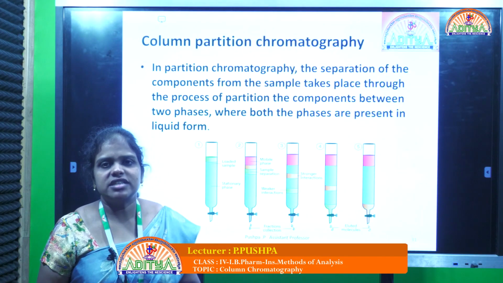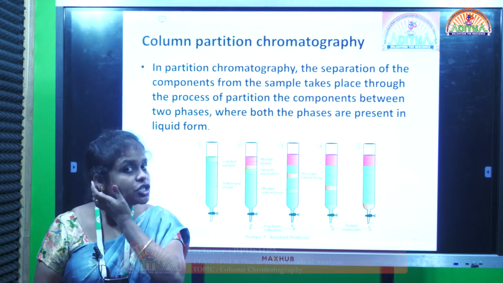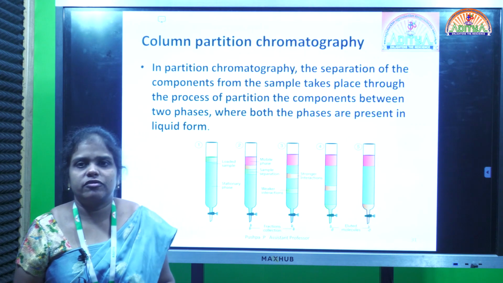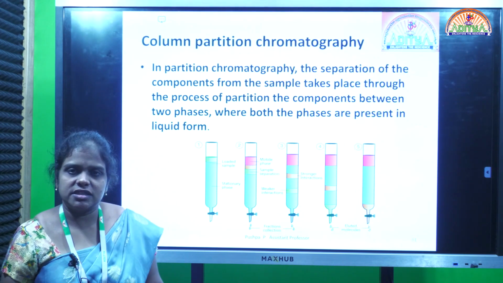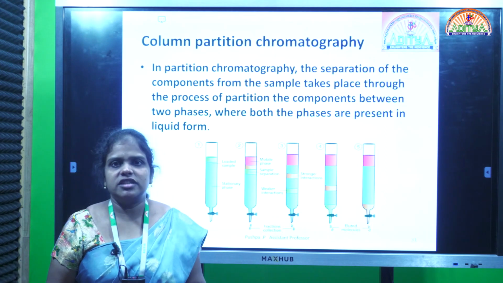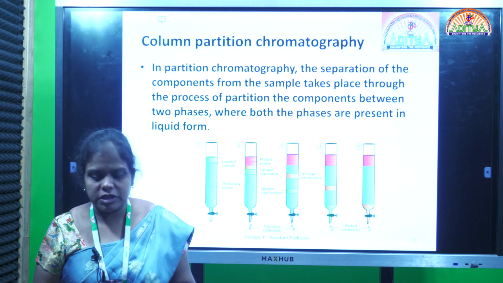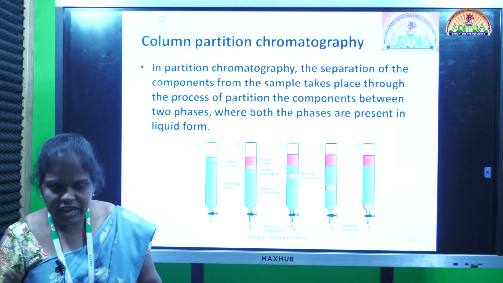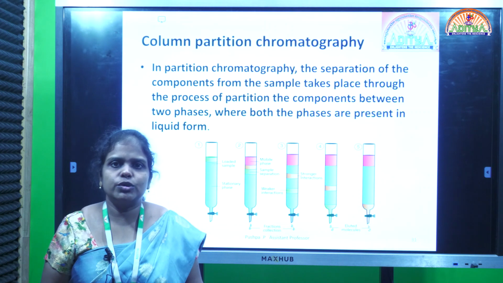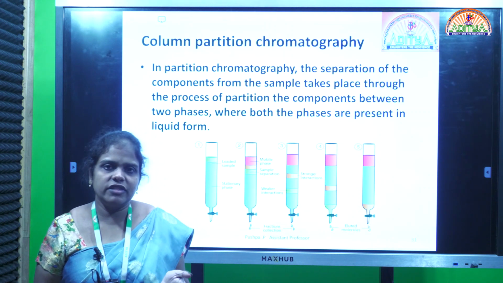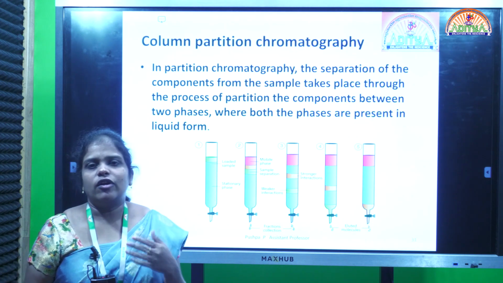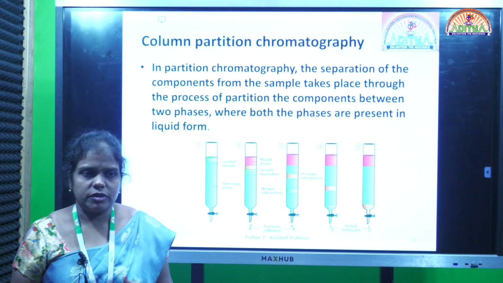So till now we have discussed the history of chromatography, the definition of chromatography and various types of chromatography, and already we have discussed column adsorption chromatography. So what are the different stages of column adsorption chromatography? What are the requirements we have seen already? First of all, column chromatography is divided into two types, that is column adsorption chromatography and column partition chromatography. In the previous class we have already gone through column adsorption chromatography.